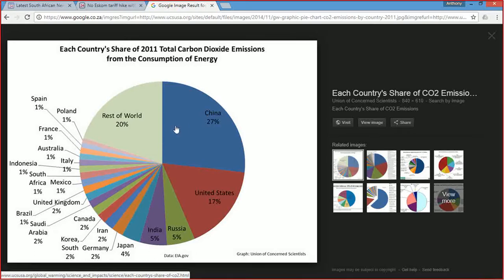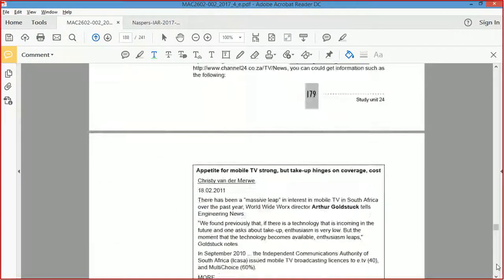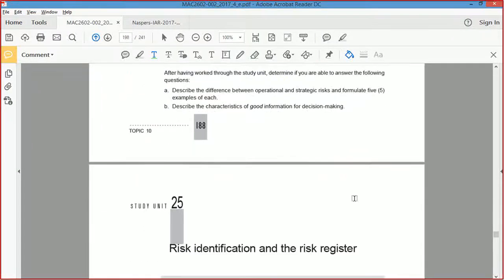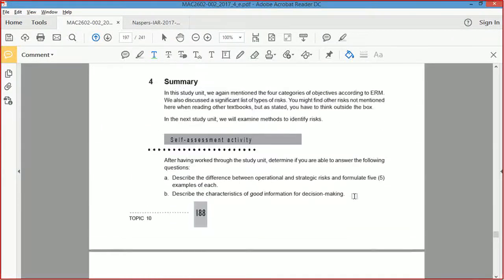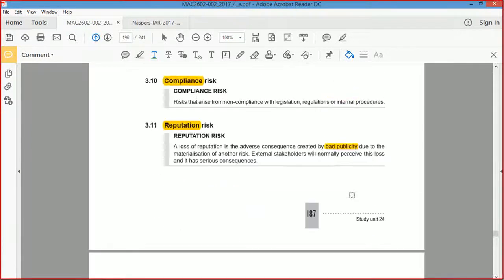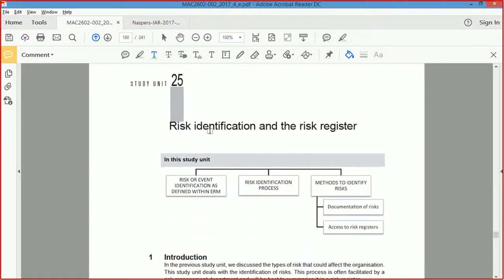Some of these countries are so small. Spain is small compared to South Africa. Even Indonesia, that's tiny. Or Mexico. Mexico is a lot smaller than South Africa, and these are smaller countries. Some countries are bigger, some countries are smaller, but you can see which countries are the ones that produce the most pollution, which is quite interesting.